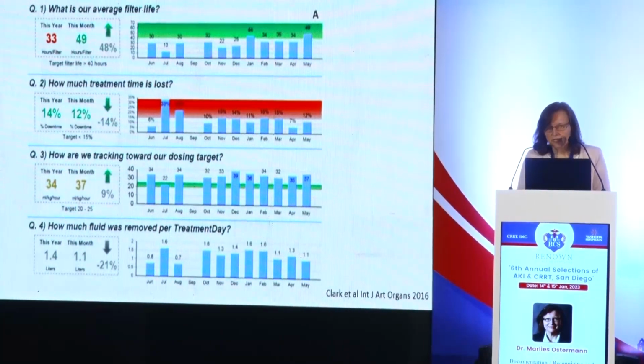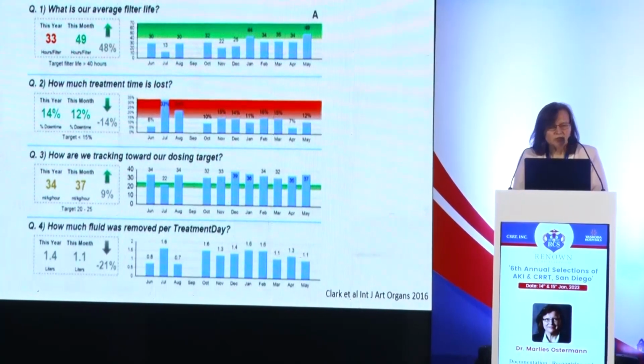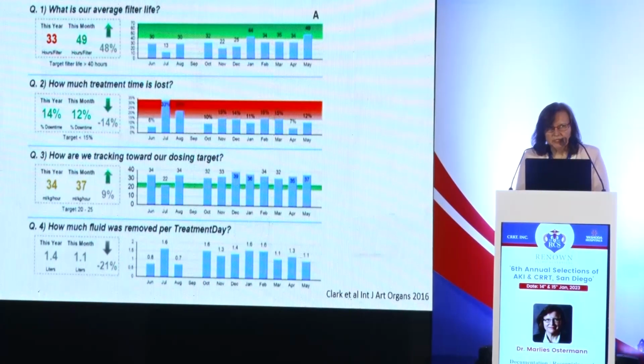So in this case, average filter life, the time before initiating renal replacement therapy after a period of interruption, and the performance related to dosing targets. And as you can see here, over a 12-month period, there were some fluctuations, but there was a trend towards improvement.